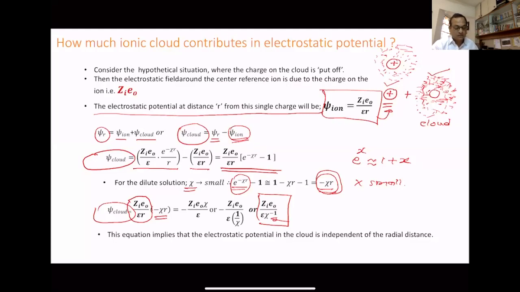What does this equation tell us? This equation tells us that the contribution of the cloud in the overall system is basically constant. It doesn't depend on r. You can see these are all constants. So the cloud basically contributes to the electrical potential with a constant value. That is the main and important conclusion out of this, and it's independent of the radial distance.